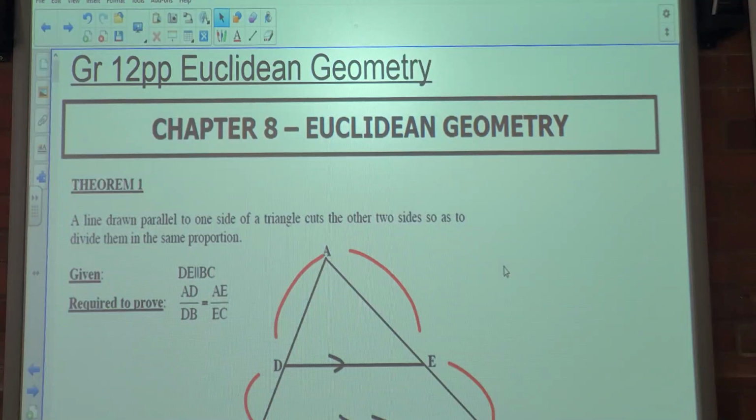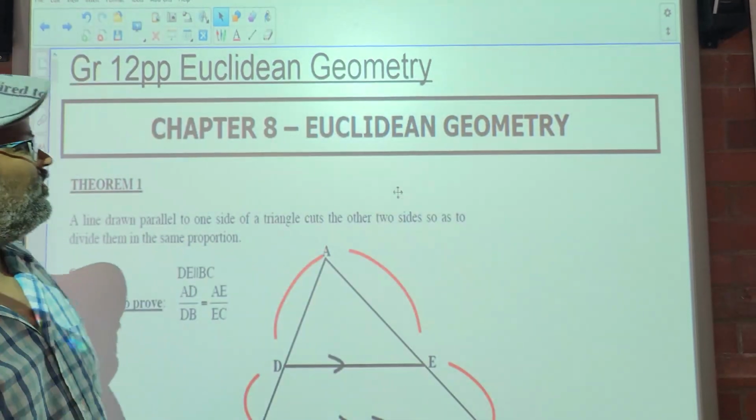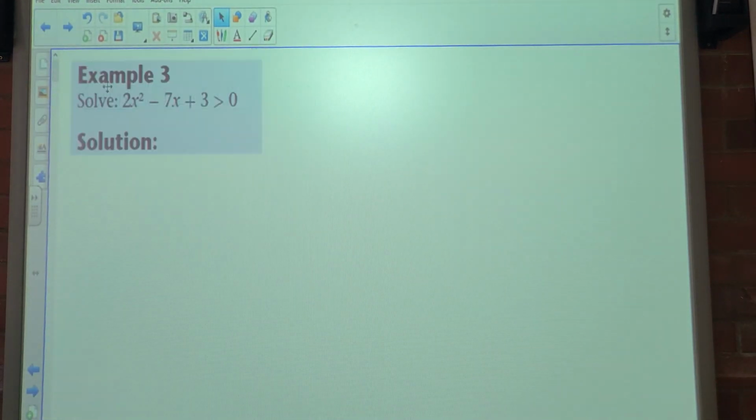Okay, good morning class. So today we're looking at Euclidean geometry. We're looking at the examples for exercise 5.